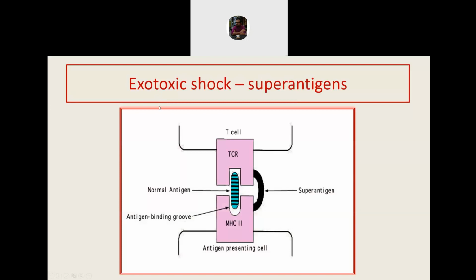Exotoxins can rarely cause shock. There is a type of exotoxin secreted by Staphylococcus and Streptococcus, which is called superantigen. Such superantigens, in brief, can cause activation of different T cells and B cells, cause massive immune response, and ultimately release interleukin 1 and TNF alpha, causing the same consequences.